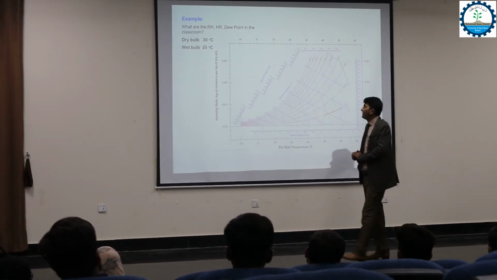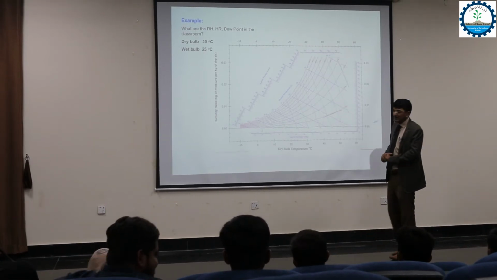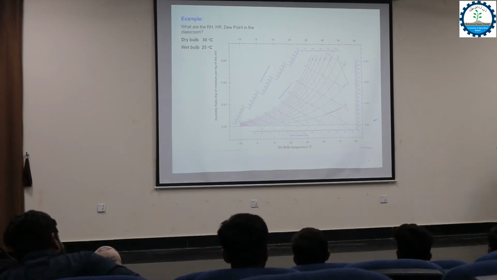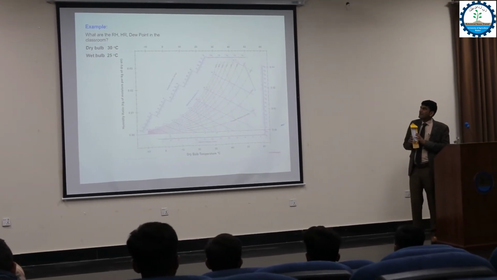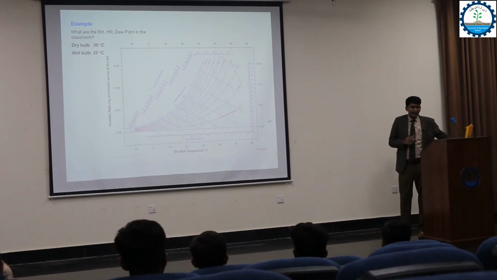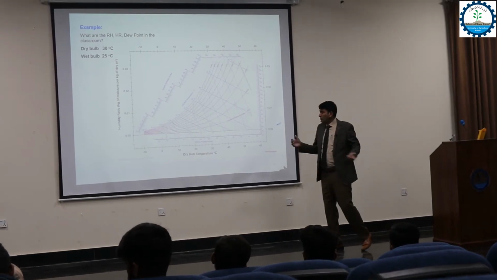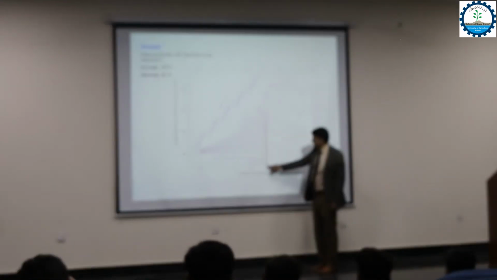Suppose I give one scenario. There is a dry bulb temperature of 30 degrees Celsius, and suppose in our lab we use both thermometers, and one gives us the reading of 30 degrees Celsius, the dry bulb temperature, and the other one is 25 degrees Celsius, the wet bulb temperature. So if we draw the line, at the dry bulb temperature of 30, you will construct this line. There is the 30 degrees Celsius dry bulb temperature, and you have to draw the vertical line.